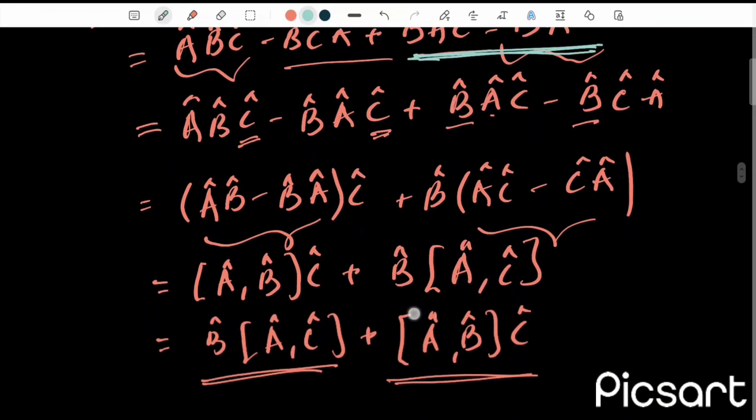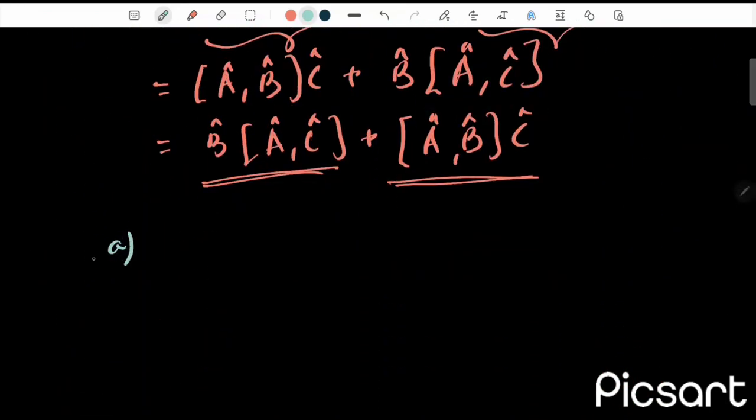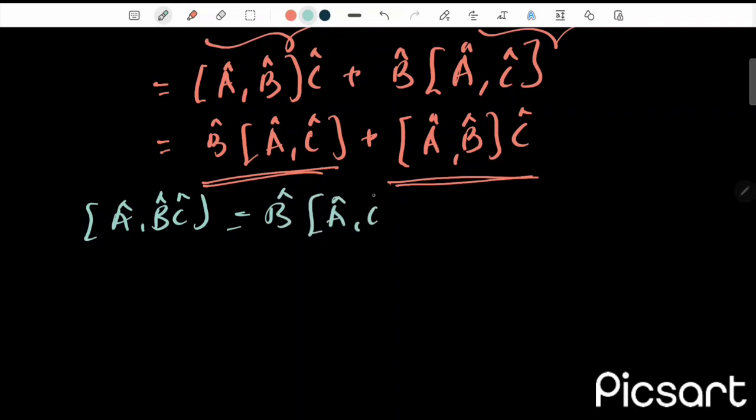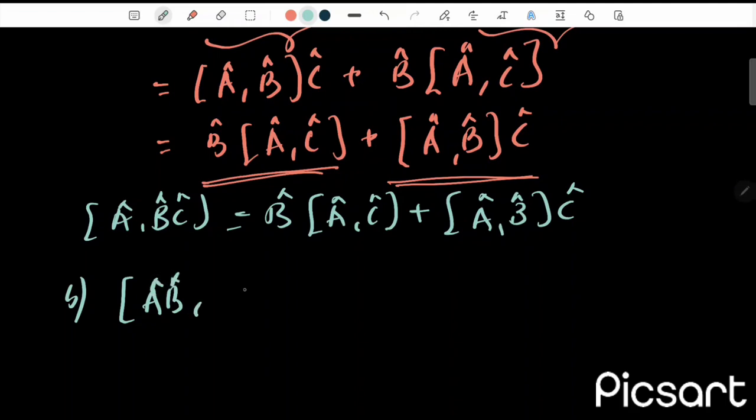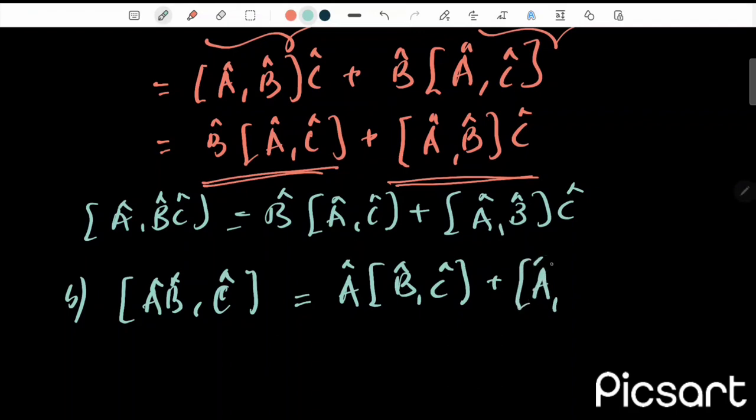Okay, here we have shown that the commutator of A B C is equal to B times the commutator of A and C plus the commutator of A and B times C. Okay, we go on with the second exercise, which is the commutator of A and the product of B and C, to show that this is equal to B times the commutator of A and C plus the commutator of A and B times C.